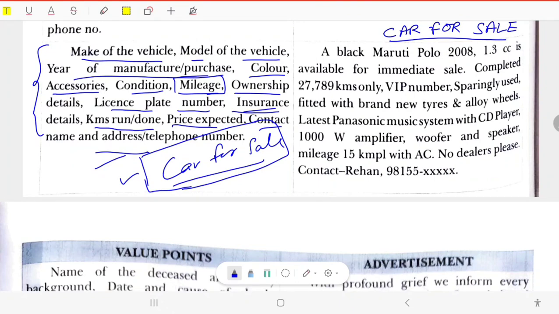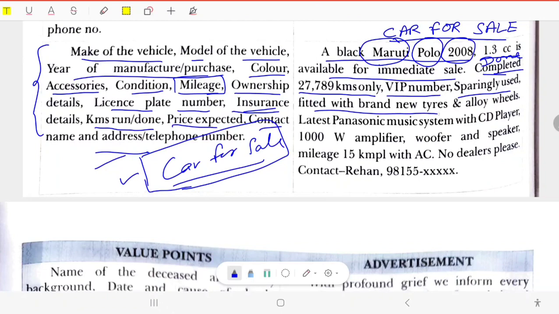So let's say a black Maruti Polo 2008. It means this is the company, this is the variant, and in this year it was purchased. 1.3 cc. Further information about the car: available for immediate sale. Completed, you may write completed or done, meaning this many kilometers it has completed. VIP number. Of course people pay extra, so they expect that they will also get extra. Sparingly used means not much used.